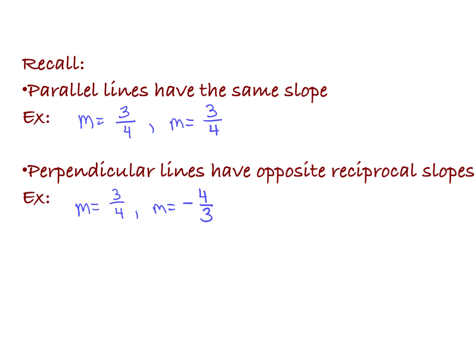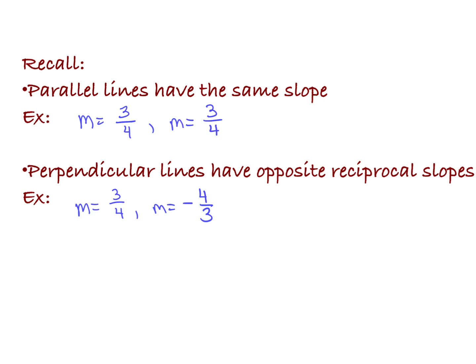Remember, we can look at the slope to tell if they're parallel or if they're perpendicular. Parallel, exactly the same. So if one's 3 over 4, parallels, one's going to be 3 over 4. But perpendicular have opposite what? What do we say? What's that called? Y'all say it. All right, reciprocals.